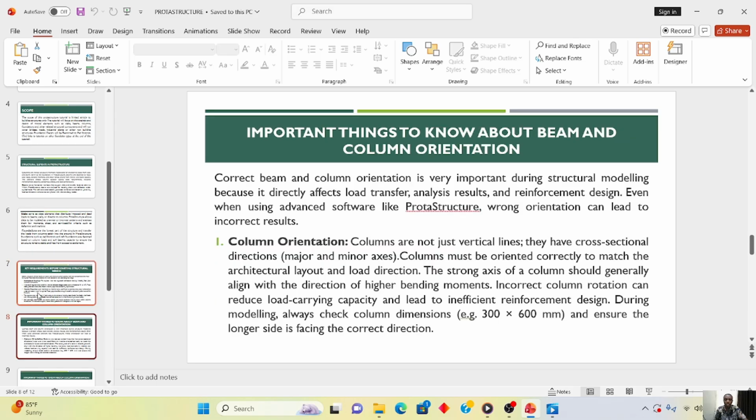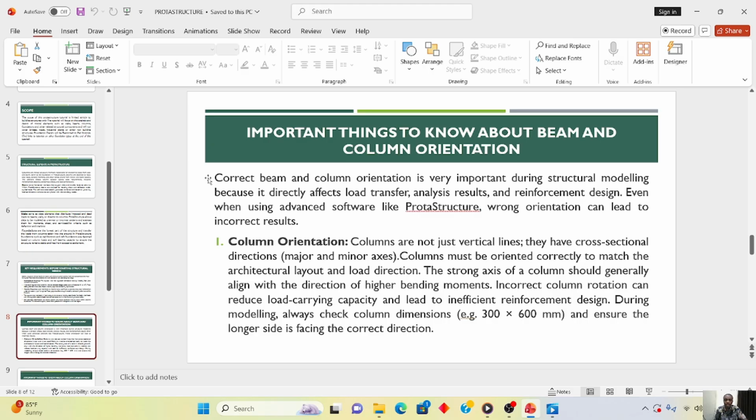Okay. So we'll be discussing also about important things to know about beam and column orientation. Now, correct beam and column orientation is very important during structural modeling because it affects load transfer. You don't just insert columns just anywhere or beams anywhere without considering load transfer. Load transfer is very, very important because if your loads are not properly transferred, it will definitely cause failure.